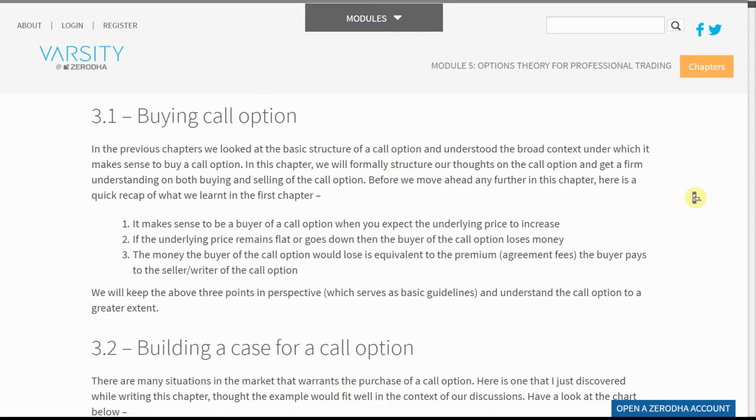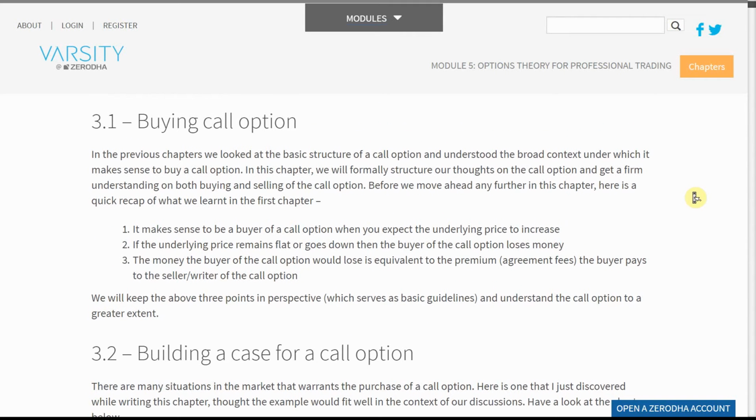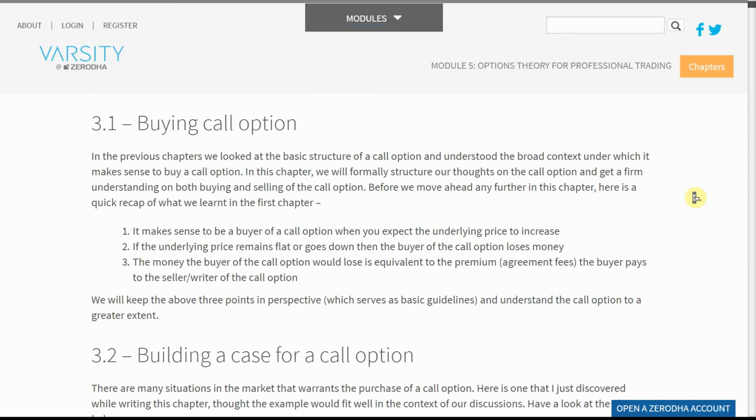3.1 Buying a call option. In the previous chapters we looked at the basic structure of a call option and understood the broad context under which it makes sense to buy a call option. In this chapter, we will formally structure our thoughts on the call option and get a firm understanding of both buying and selling of the call option.